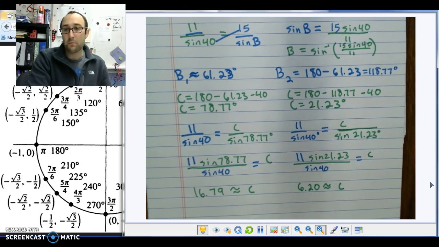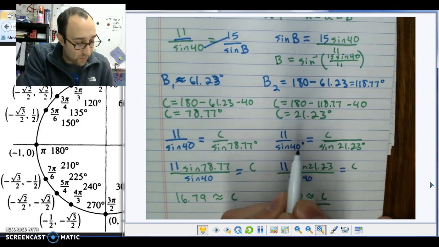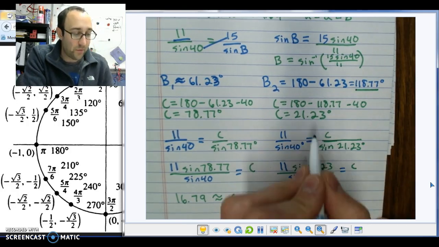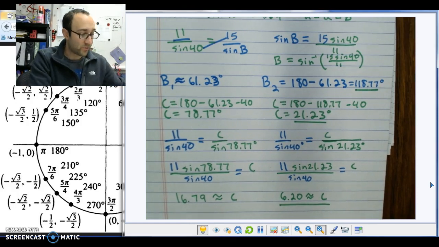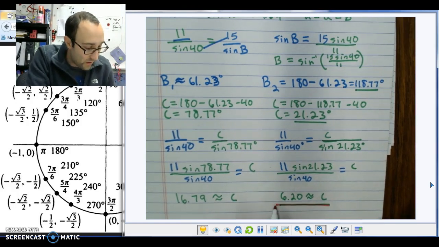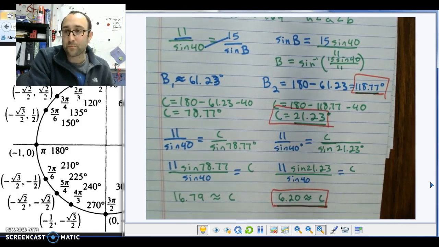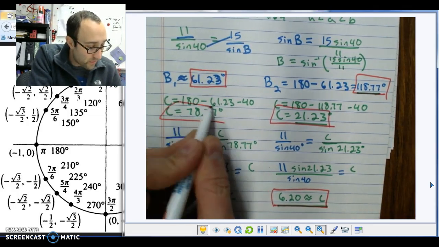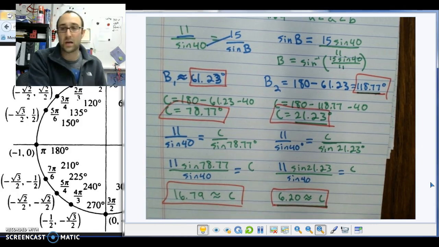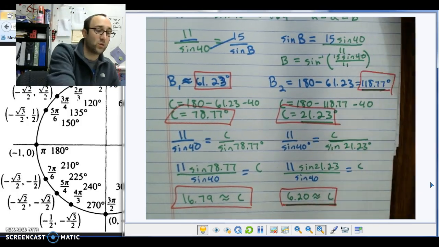So my possible triangle lengths would be 6.20 for C. My angle for B would be 118.77. My angle for C would be 21.23. If I'm talking about the other triangle, maybe if I use red, that might help kind of identify it. There's my length. There's my angle. There's my angle. So my solution for the other one, there's the missing angle. There's the third missing angle. There's the third missing side. So now we have two triangles that we'll find the solutions to. Alright, so there is our ambiguous case with two solutions.